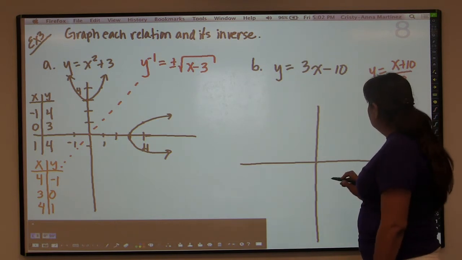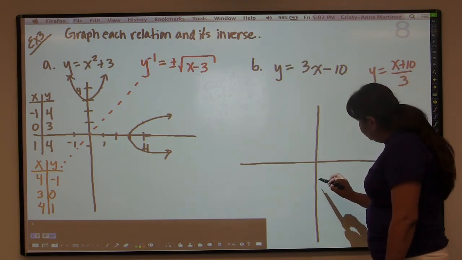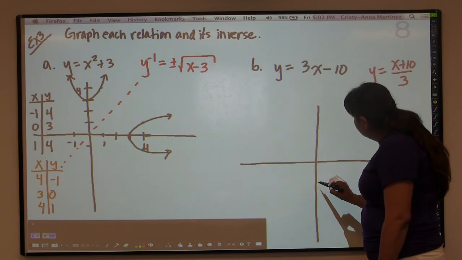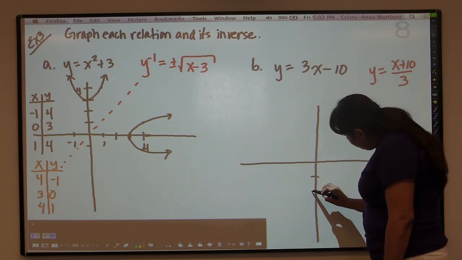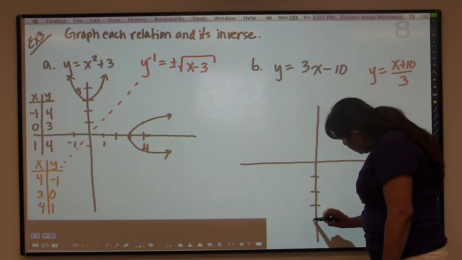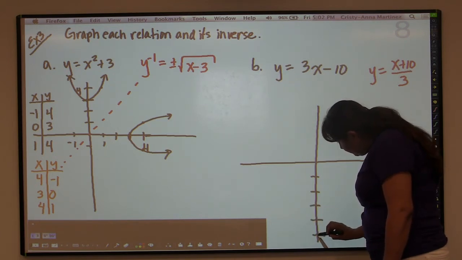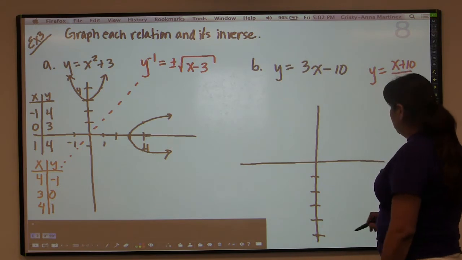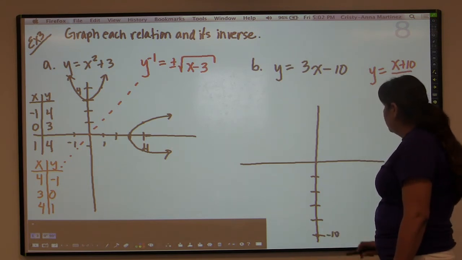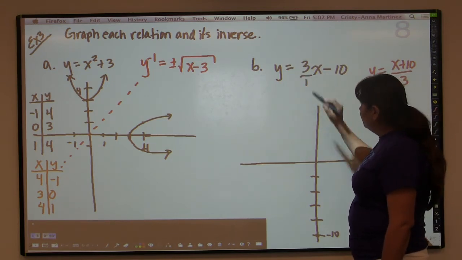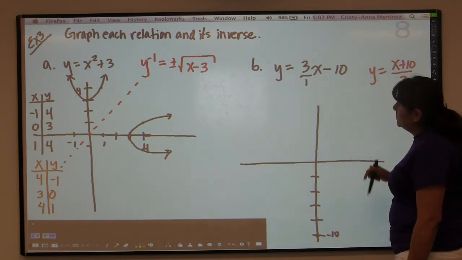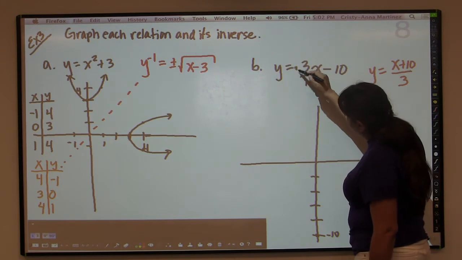3x minus 10. So I'm going to go by maybe 5s, or 2s. Let's go by 2s. 2, 4, 6, 8, 10. Okay, so this is -10. And the slope here is 3 over 1. But since I'm going by 2s, I'm going to go ahead and times this by 2 over 2.